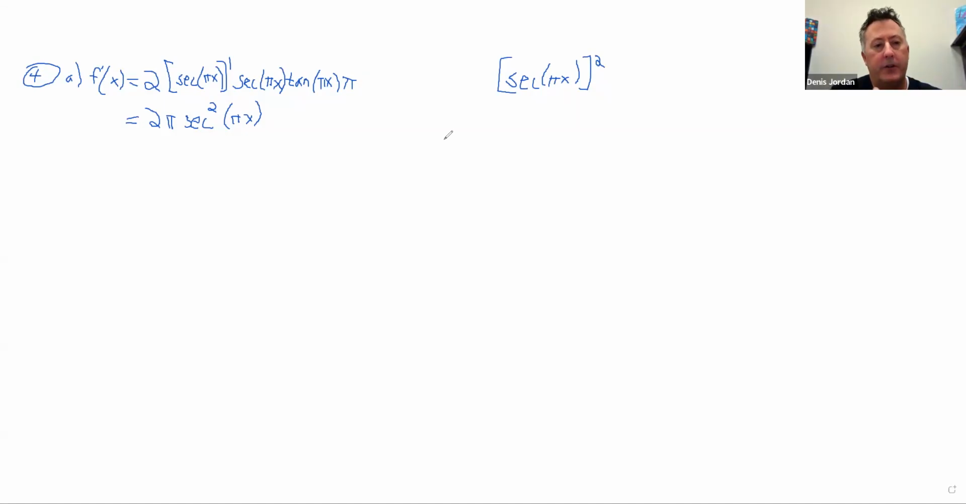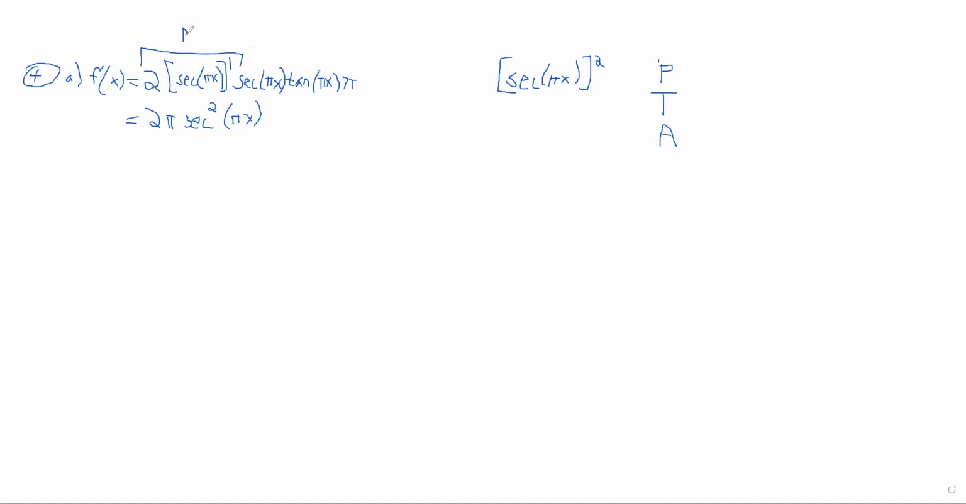So for this function, you have to use the chain rule twice, like using the chain rule within the chain rule. With trig functions especially, that's where it most commonly happens. That's why there's that PTA technique: power, trig, angle. Pulling the power down, then the trig, and the angle is at the end. So 2 secant pi x is the power, the tan is trig, then pi is the angle, and it's all multiplied together.